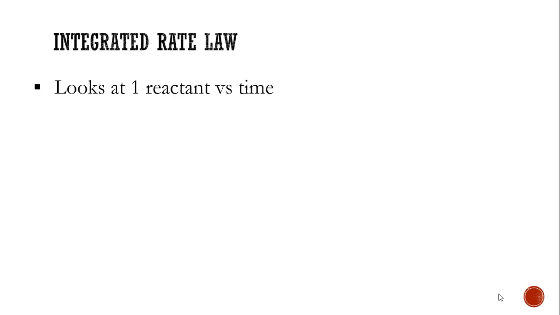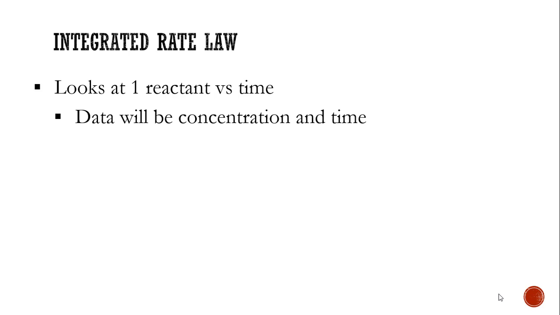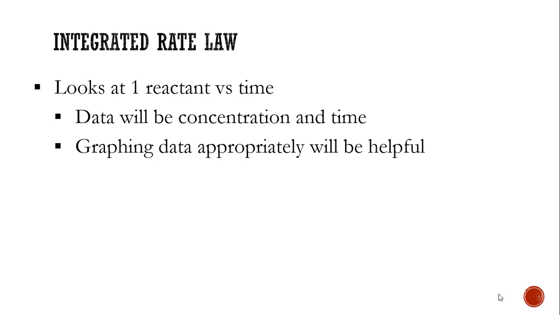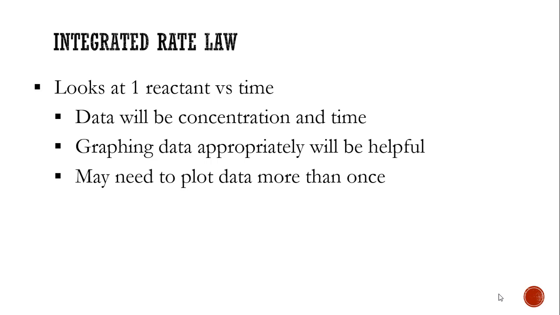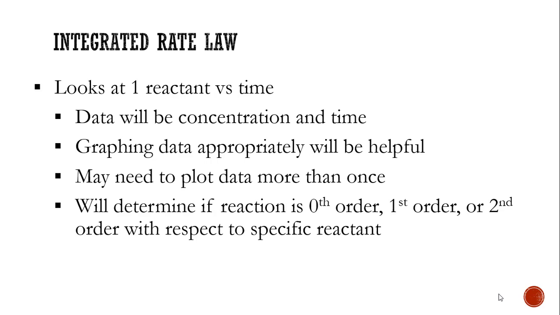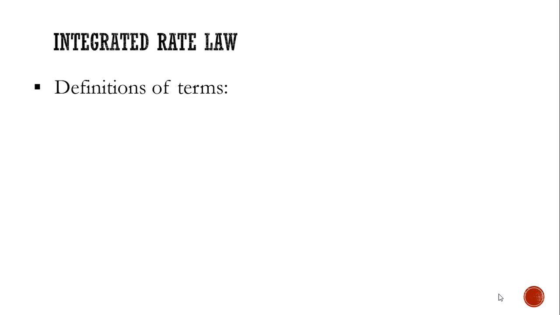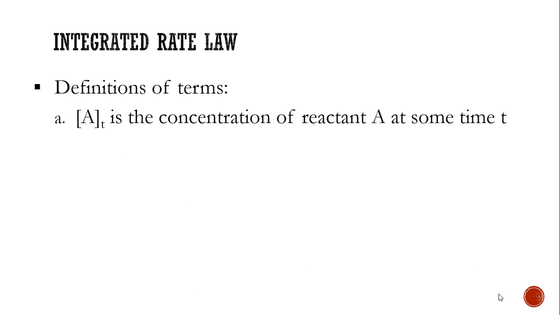The integrated or integral rate law looks at concentration versus time. You're going to be looking at one reactant versus time. The data, therefore, is concentration and time. Frequently, graphing data will be helpful, and you may need to do mathematical manipulations to the data and plot the data more than once to find the answer. This method can be used to determine if a reaction is zero, first, or second order with respect to a specific reactant.